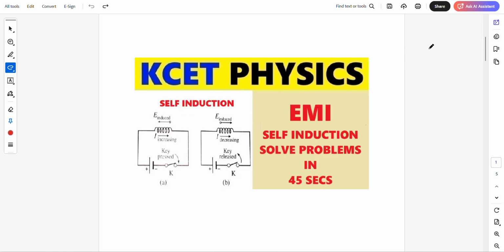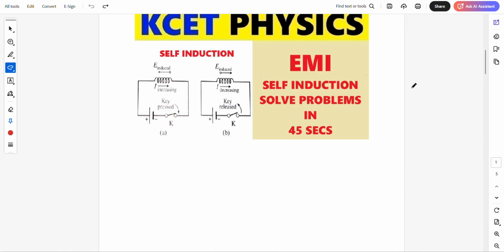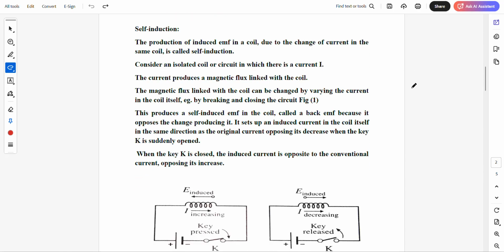Today we will look at problems on the self induction topic in the EMI chapter. First we will learn what is meant by self induction. The production of induced EMF in a coil due to the change of current in the same coil. Whenever the word self induction comes, we refer to the same coil. The production of induced EMF in a coil due to the change of current in the same coil is called self induction.